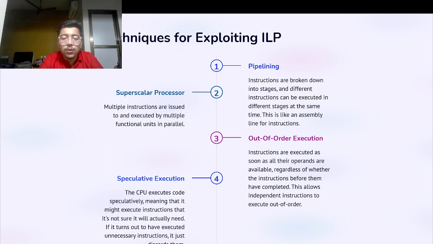Every processor works as per the instruction. Out of order execution: instructions are executed as soon as all their operands are available, regardless of whether the instructions before them have completed. This allows independent instructions to execute out of order. Speculative execution: it might execute instructions that it may not actually need, but it's not sure. If it turns out to have executed unnecessary instructions, it will just discard them.